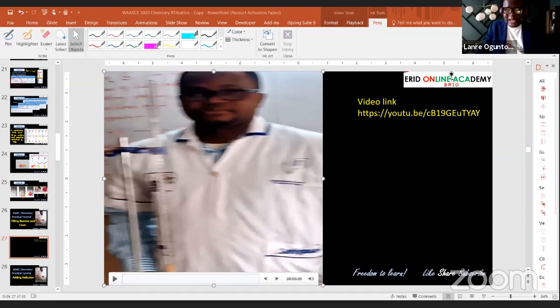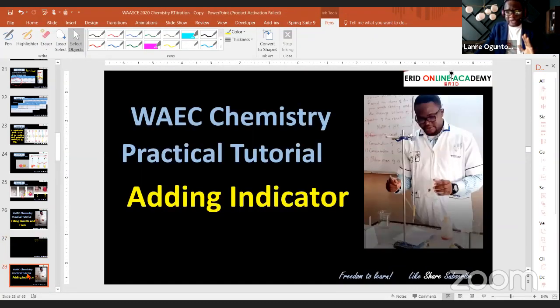Okay, so the next thing we want to look at is how to titrate the volume of acid against the volume of base. Okay, so you have done your setup, you have filled your burette with acid, and your conical flask with base. Okay, so the next thing basically would be adding your indicator.